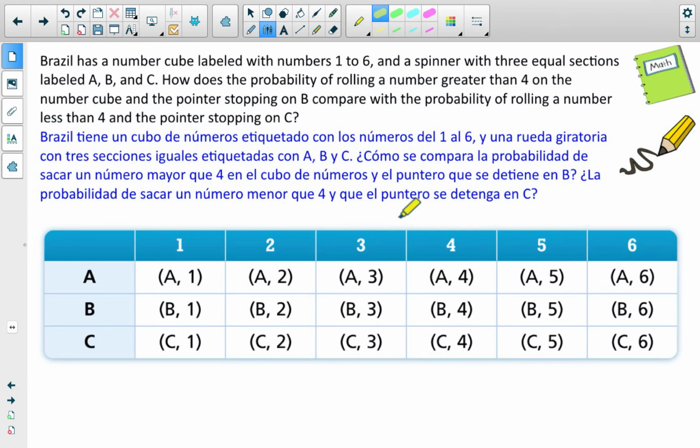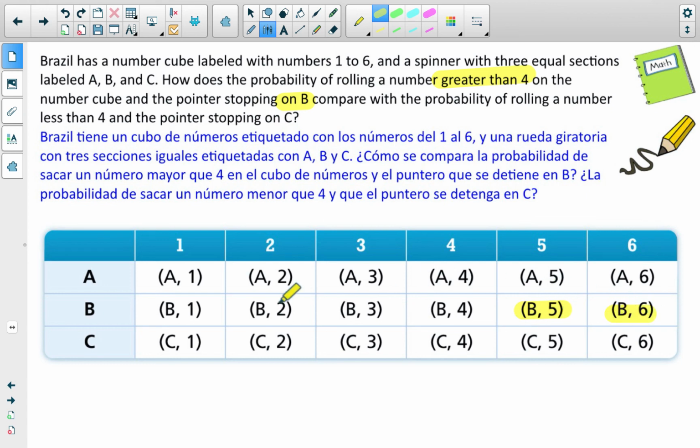Now, looking at the list approach, all I'm going to do is color coordinate the first one, find that probability, and then look at the second one and find that probability so I can compare. So we want greater than 4 and B. So we want on B greater than 4. I'm just going to go straight to this B row, and it's these two, 1, 2.